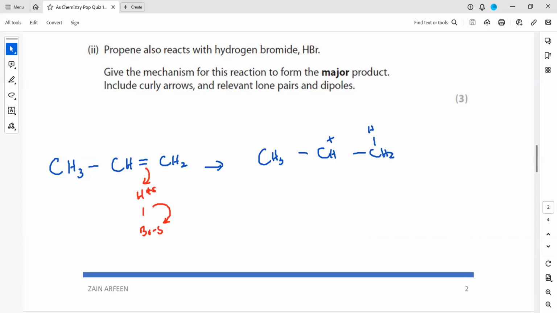So this will be a carbocation, and this carbocation will be more stable. Why is this carbocation more stable? Because it is surrounded by two alkyl groups. Then the bromide ion, which has an extra electron, is attracted towards the carbon. As a result, it will form 2-bromopropane. So we'll have CH3, CH with Br, and then CH3.